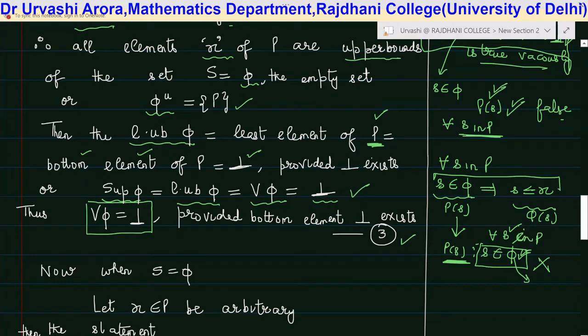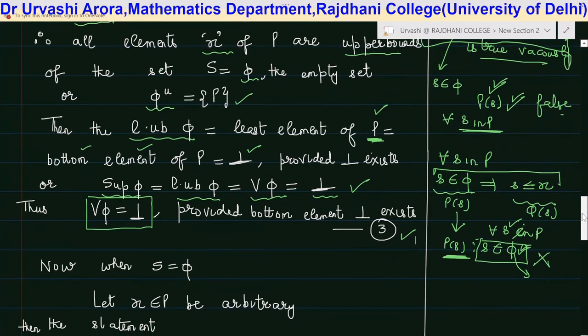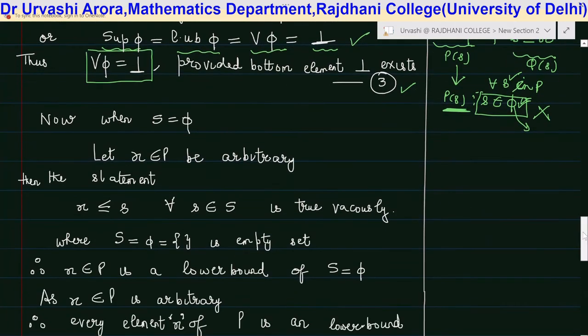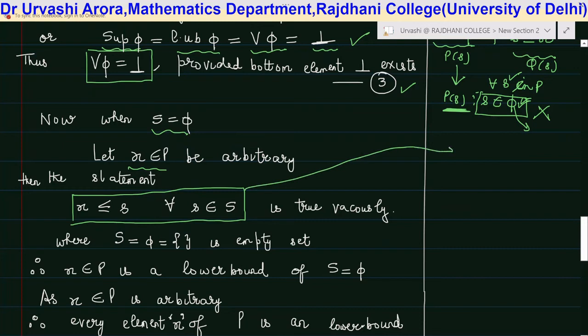And now coming to the last case, where I am interested in finding out what is the meet of phi, or what is the greatest lower bound of phi. So if S is equal to phi, let me take x belonging to P to be any arbitrarily chosen element. Then this particular statement, x less than or equal to s for all s belonging to S, again, is true vacuously. Why is it true? Because we can give a vacuous proof of this particular statement.